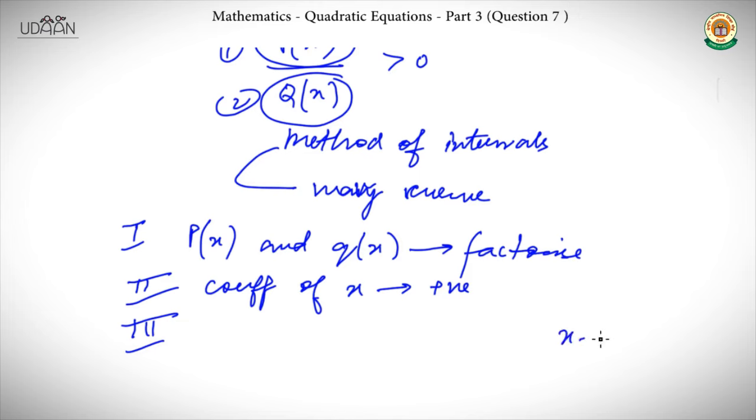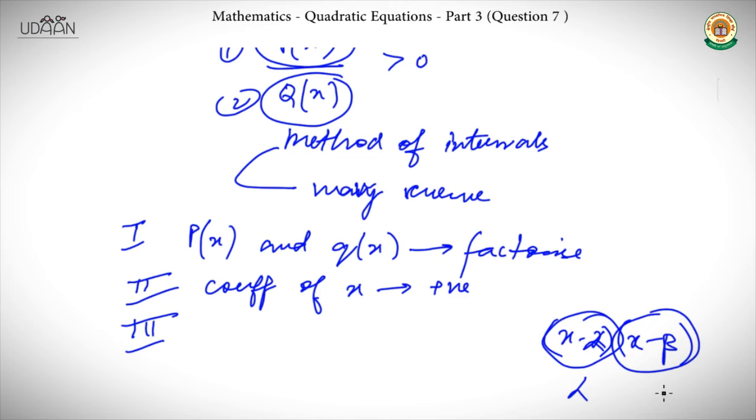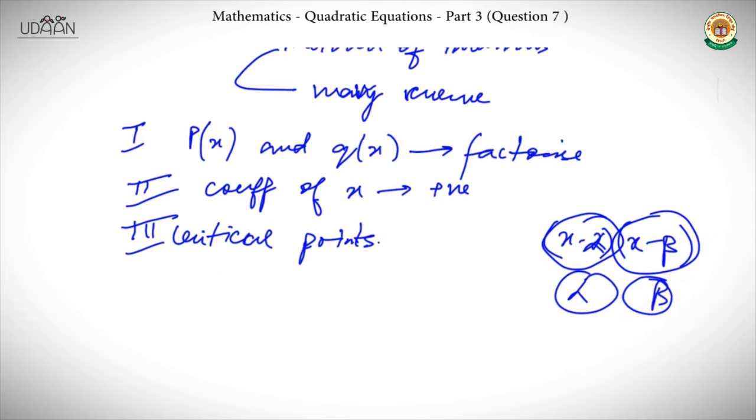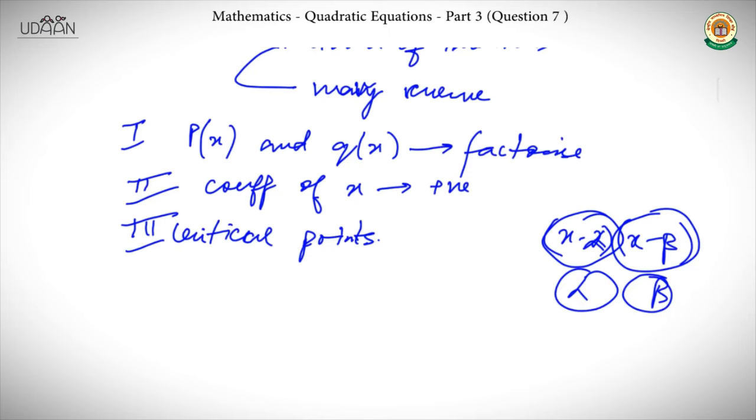For example, if x minus alpha into x minus beta it is, so equating this to 0 we would get alpha, equating this to 0 we would get beta. So alpha and beta will be my critical points. So third step is finding the critical points. After that, once we have the critical points, we plot them on the number line in their increasing order. If we have n critical points, the line would be divided into n plus 1 regions.